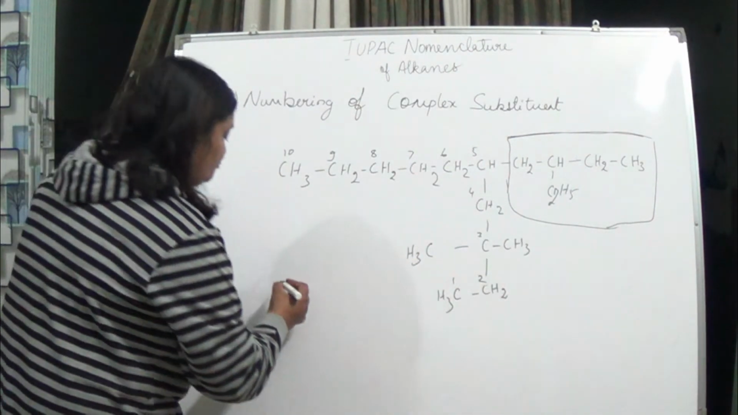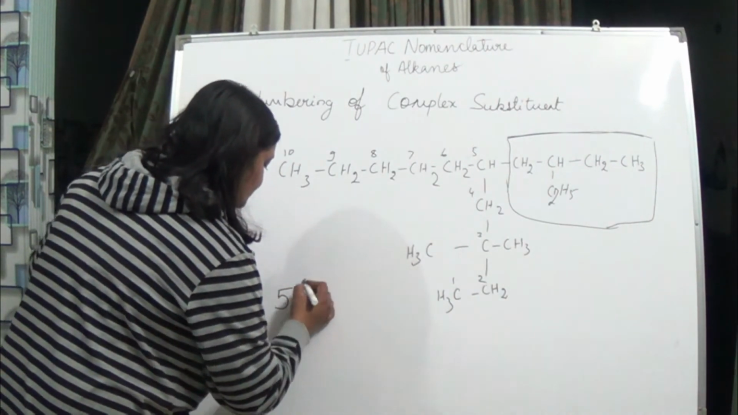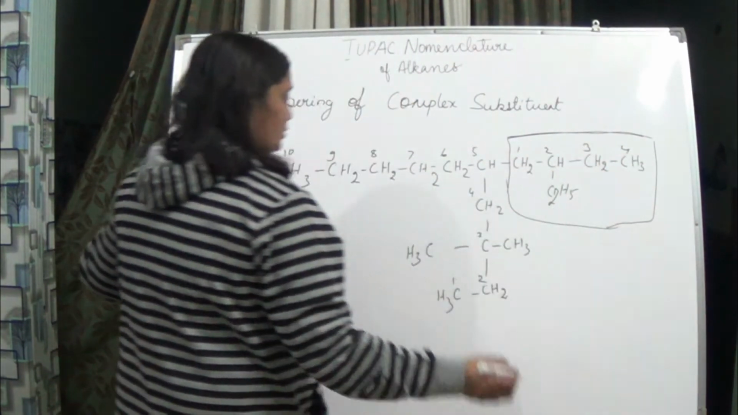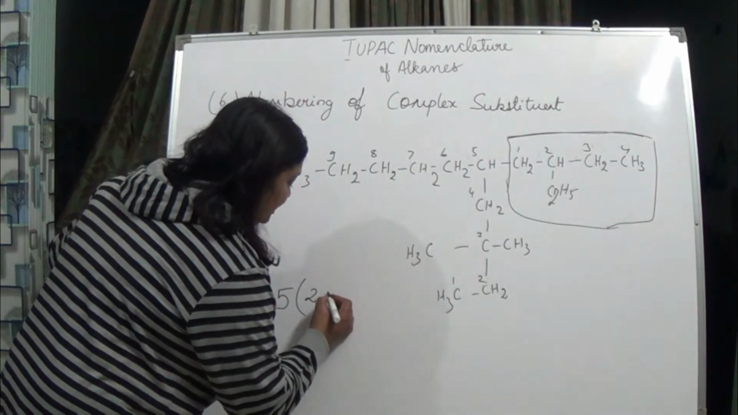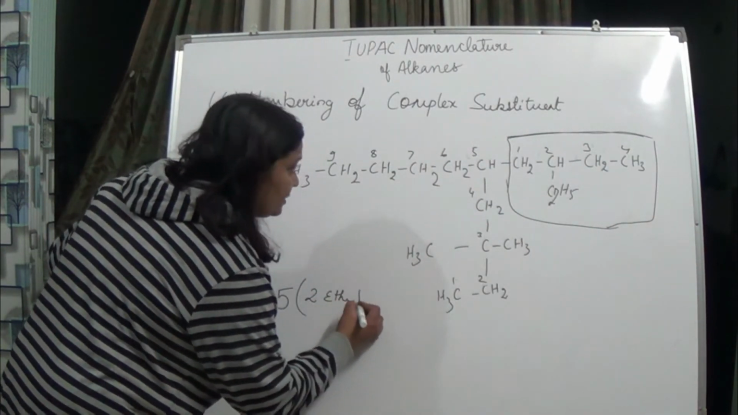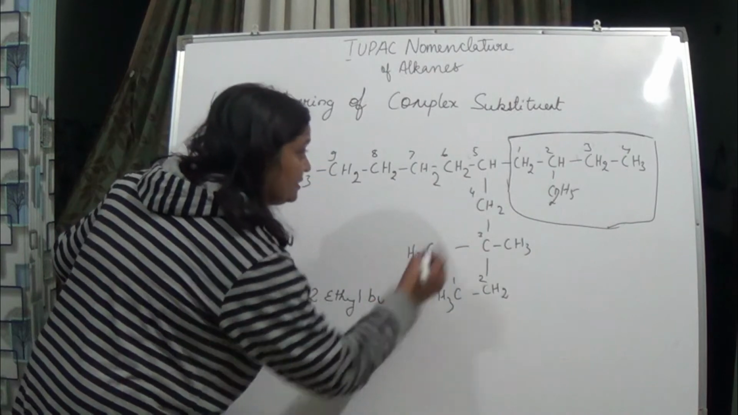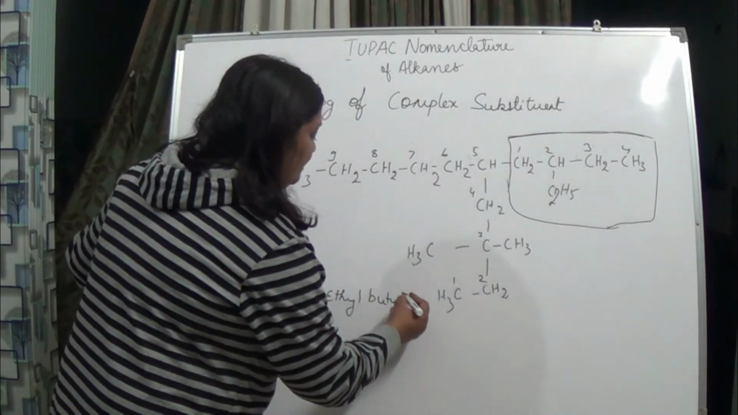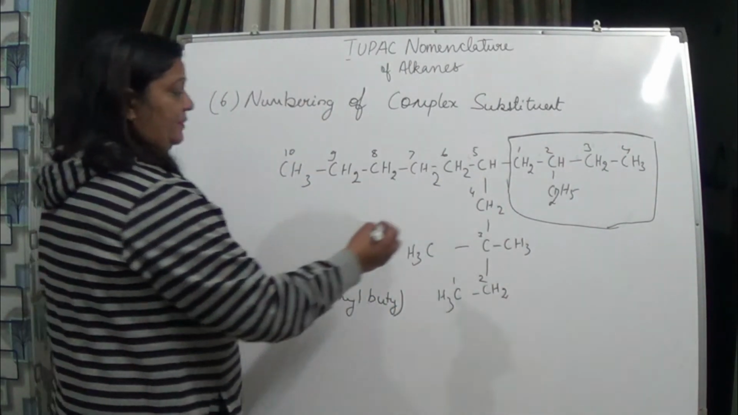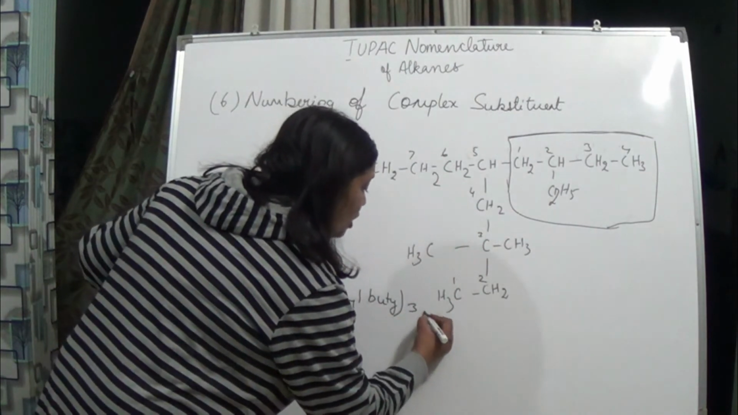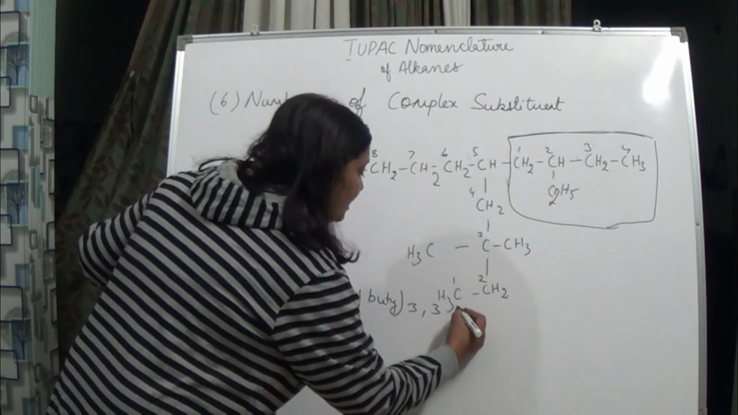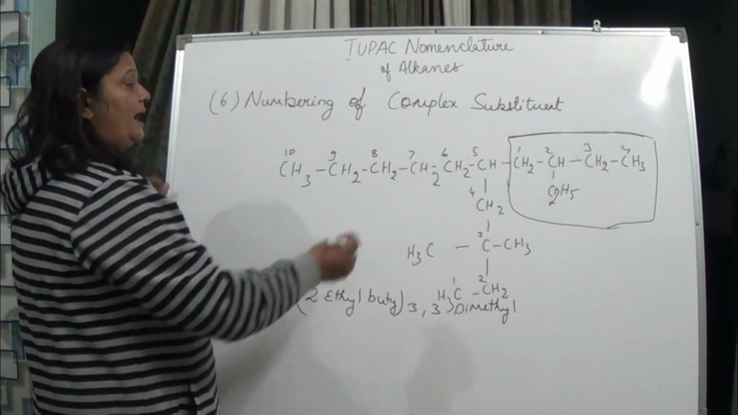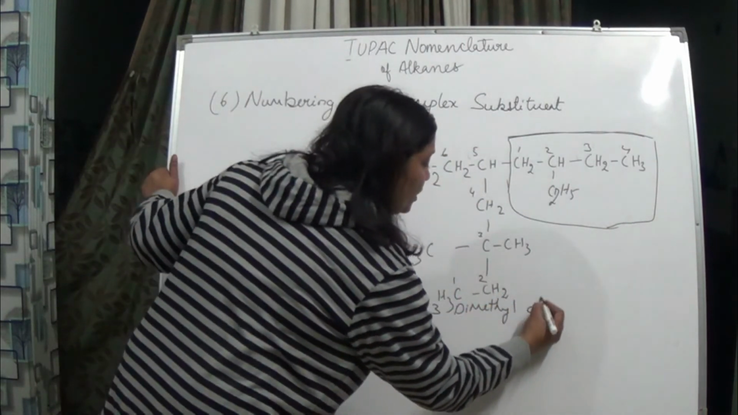How will you do it? 5. Here 1, 2, 3, 4. So 2-ethyl, butyl, it is 4, butyl, ethyl, butyl. And then 3, dimethyl. Dimethyl what? 10 it is. So it becomes what? Decane.